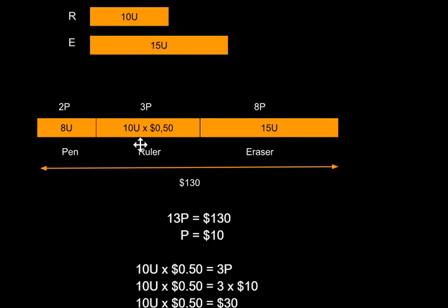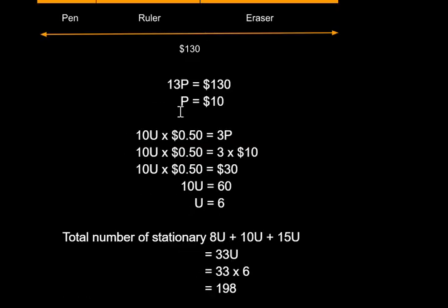Okay, so now we know that 10 units times 50 cents will give me 3p, where 10 units is actually the number of rulers that he bought, the quantity itself. We know that p is $10. So 10 units times 50 cents is $30. And we take 10 units here, 30 divided by 50 cents, the dollar and cents will cancel, you will be left with 60. So every unit is 6.